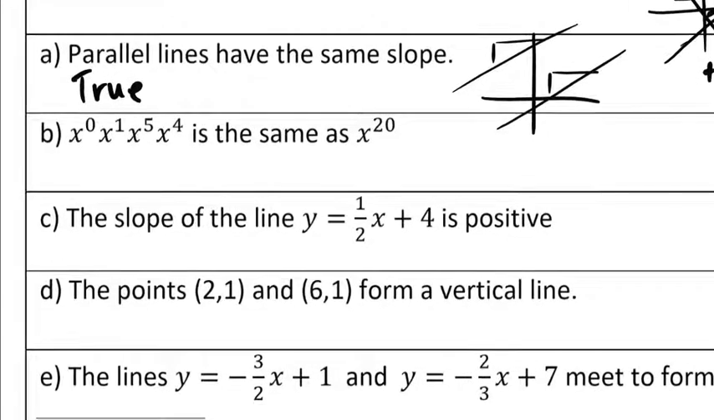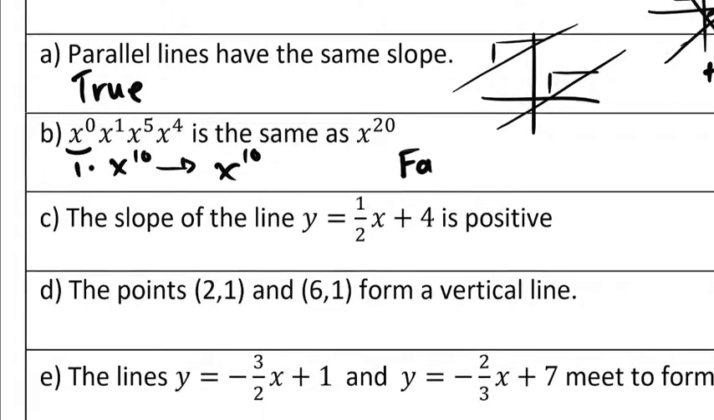Next question says x to the 0 times x to the first times x to the fifth times x to the fourth is the same as x to the 20th power. Well, when I look at this, x to the 0 power is just equal to the number 1. So I'm multiplying by 1, so that doesn't change anything at all. But then I do have 1 factor of x multiplied by 5 more multiplied by 4 more. There are a total of 10 factors of x being multiplied. So this is x to the 10th power. So I would have to say this is false. x to the 20th is not the same as this expression because this expression is the same as x to the 10th power.